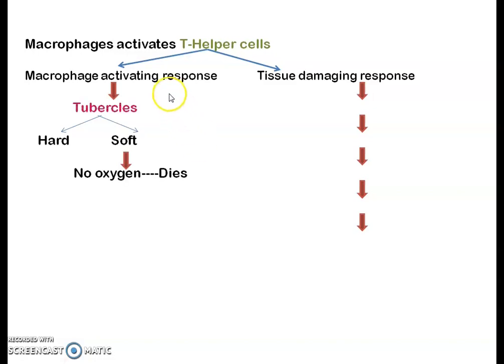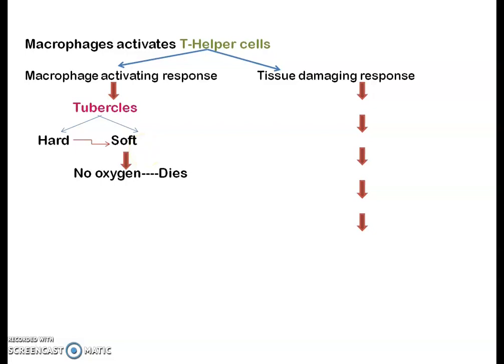Coming to this macrophage activating response, if the Th1 is functioning properly, the macrophage activating response will be activated, and then tubercles will be formed. There are two types of tubercles, hard and soft. First of all, hard tubercles will be forming, and these hard tubercles later convert into soft tubercles.